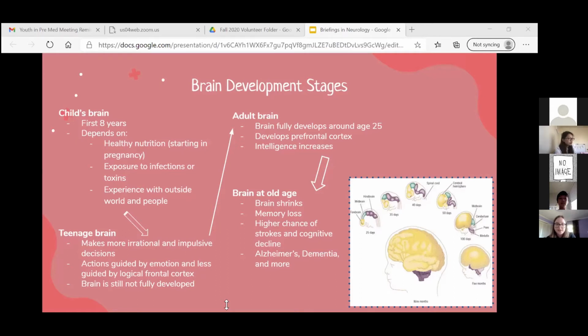The next stage is the teenage brain, and it makes more irrational and impulsive decisions. Actions are more guided by emotion and less guided by the logical frontal cortex of their brain. It's important to understand that at this stage, the brain is still not fully developed. Can anybody guess what might delay teenage brain development? So in other words, what would make their brain develop slower? Screens.